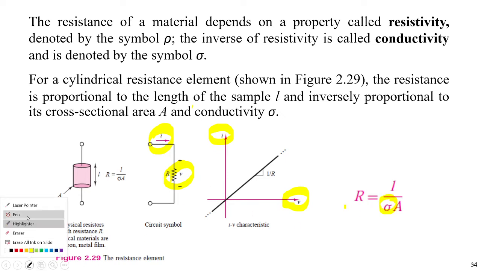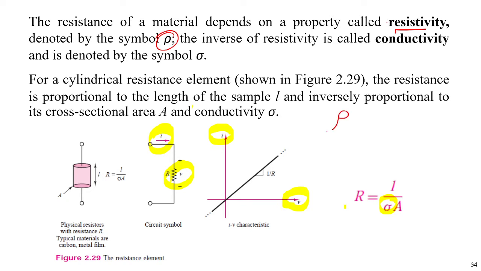We have resistivity equal to 1 over conductivity. It's the inverse parameter. So R is L over sigma A, or rho L over A. Maybe we're familiar with this before. R is rho L over A, where rho is the resistivity.